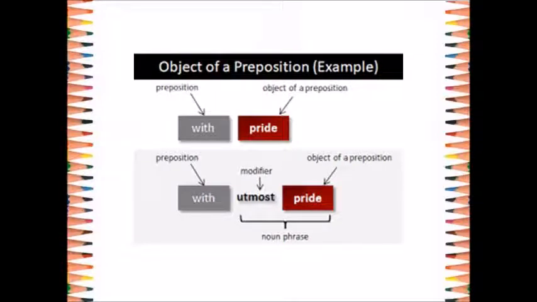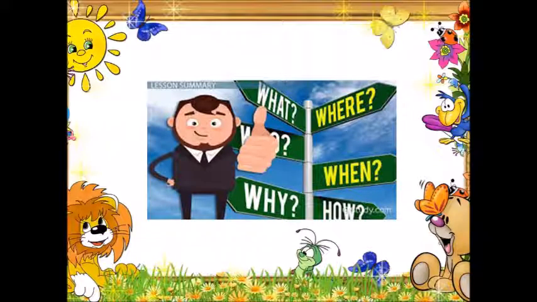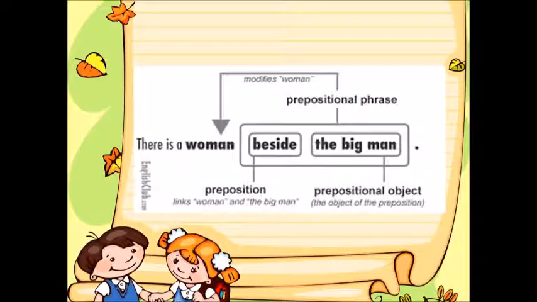Object of a preposition, for example, with pride. With is the preposition, pride is the object of the preposition. With is the preposition, utmost is a modifier, pride is the object of the preposition. Utmost pride is called a noun phrase. In the lesson, if you ask the question, what are the prepositional phrases, what, who, where, when, how, why, you will get the answer.